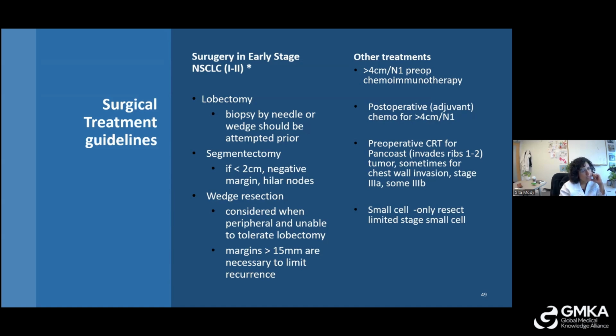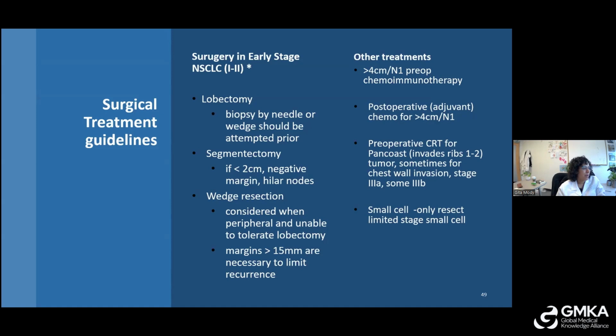Wedge resection can be considered when the tumor is peripheral and we don't think they'll tolerate lobectomy. Again, all that data, the CALGB studies, suggest that a wedge can be done so long as the margin is wide and the lymph nodes have been fully sampled. Previously, we would have said you really have to at least do a segment. But sometimes you have something way up here in the apex, and doing a wedge is essentially the same as doing a segment. So perhaps the outcomes are equivalent, but one must take that with caution.